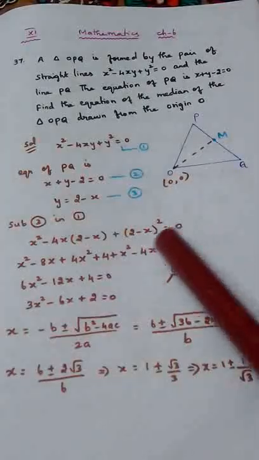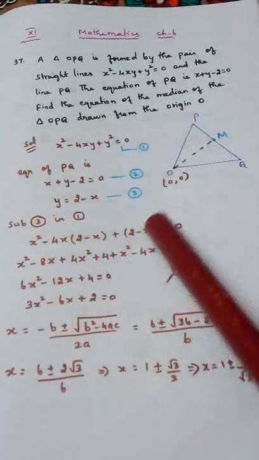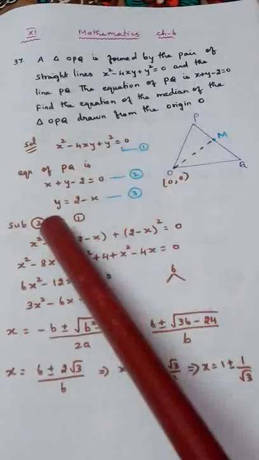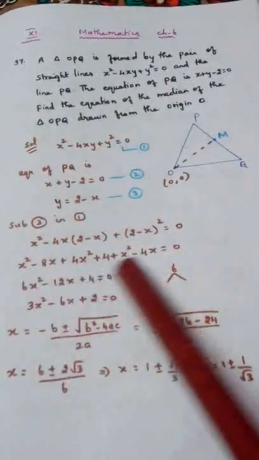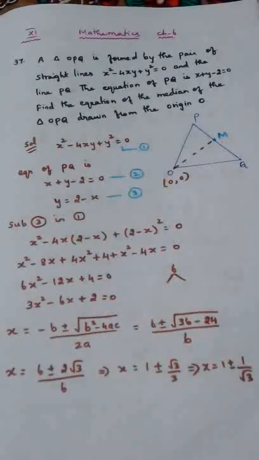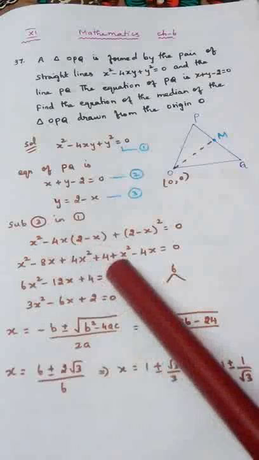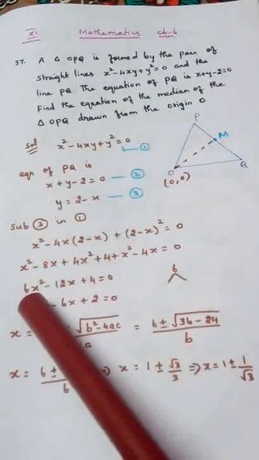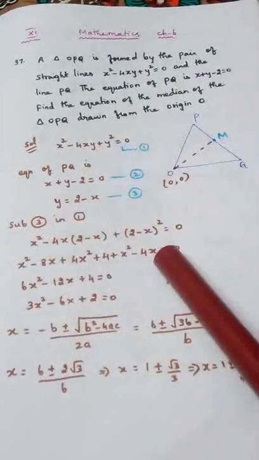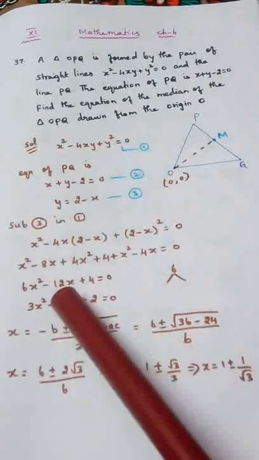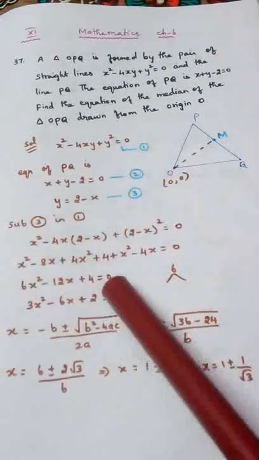Simplify this. How to simplify? Use the a minus b whole square formula, and bring 4x inside the bracket, and you will get this line. Again simplify by combining the terms: 4x square, x square, x square. Combined, we write 6x square. Combining the x terms, minus 8 minus 4, minus 12x. The constant is 4, equal to 0.